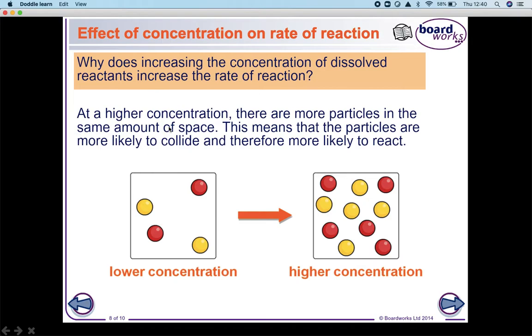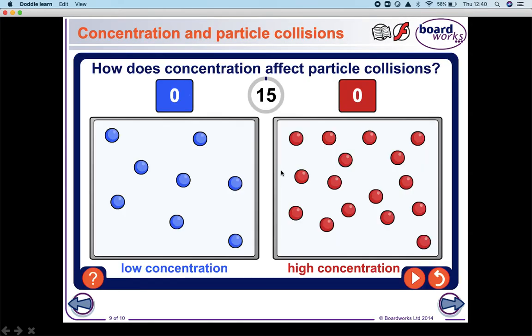Yeah, so at a higher concentration, there are more particles in the same amount of space. So here we have, again, exactly the same thing. Same amount of space in both squares, but the one on the right has way more particles in it. This means that the particles are more likely to collide and therefore more likely to react. Okay, and here we have another little demonstration.